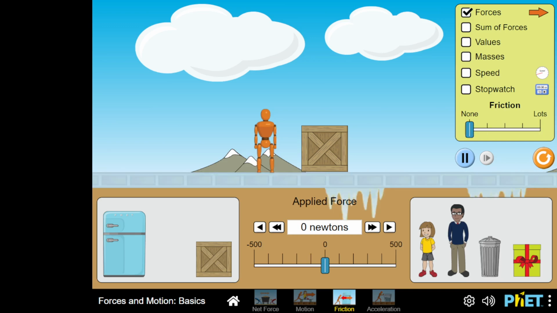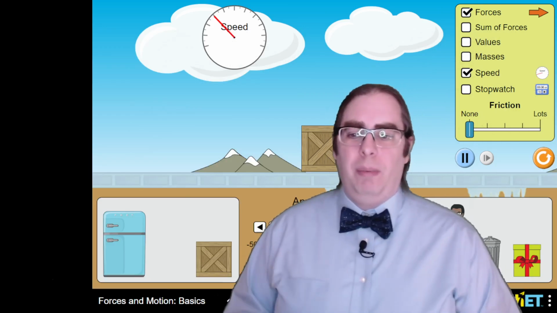If I get rid of friction, which they simulate in this by drawing it with ice, and I start pushing, when I let go, the box just keeps going, and it will not stop, it will not slow down, it just stays at the same speed. If I put the speed up here, you can see that the speed is not changing. It is not slowing down in any way, shape, or form. All right. That's the kind of ideas that you are already familiar with.